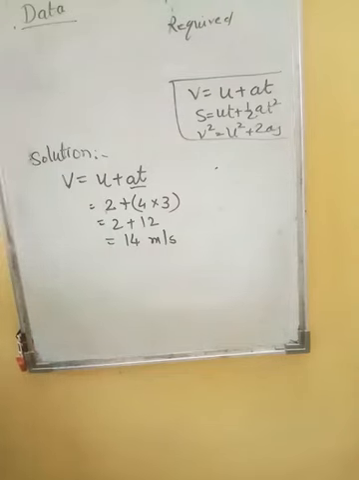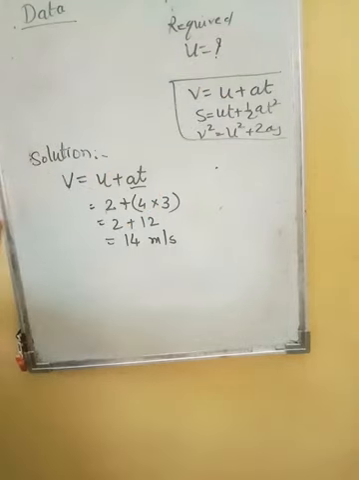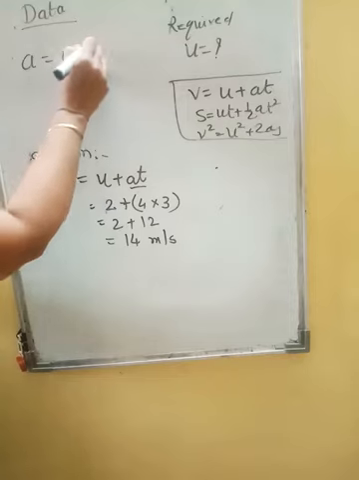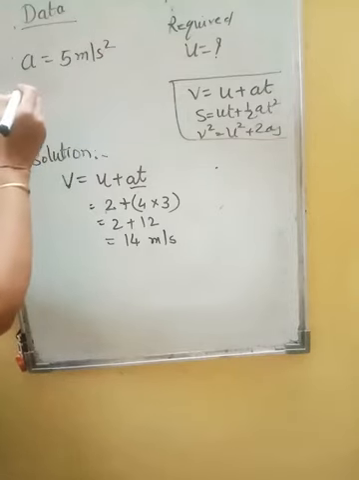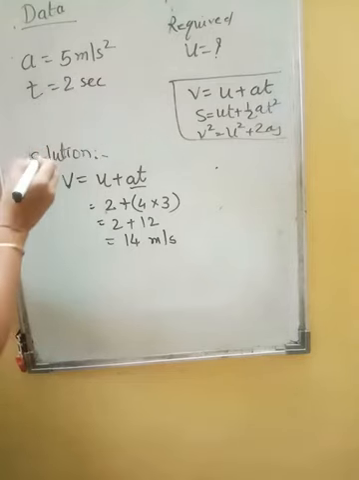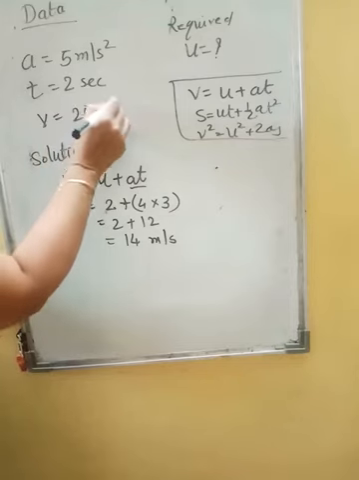So here U is unknown. So U is equal to question mark. Then they have given A. A is 5 meter per second square. Then they have T. T is 2 seconds. Then you have V. V is equal to 20 meter per second.